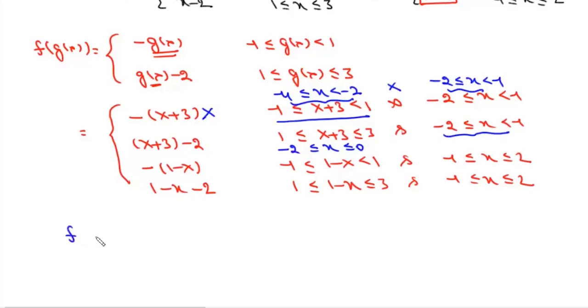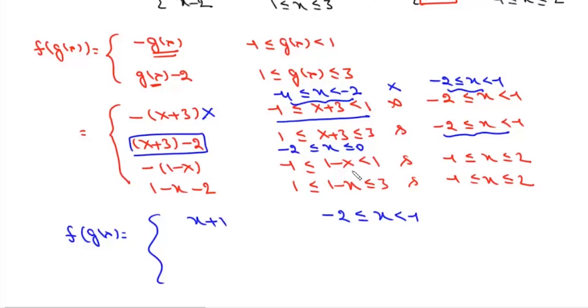So now we write this f of gx, and the first interval where it is defined is between minus 2 and minus 1, and here this definition is simply x plus 1. Now we'll solve this. If we subtract 1, it will be minus 2 less than or equal to minus x less than 0, and if we take this minus sign, then it is between 0 to 2, and here it is between minus 1 to 2. So the common interval between these two is: the value of x lies between 0 to 2.